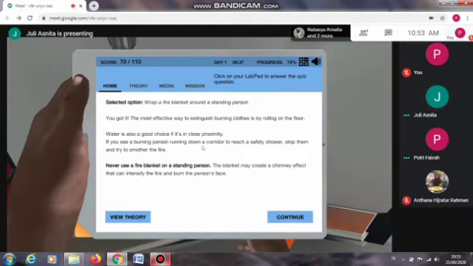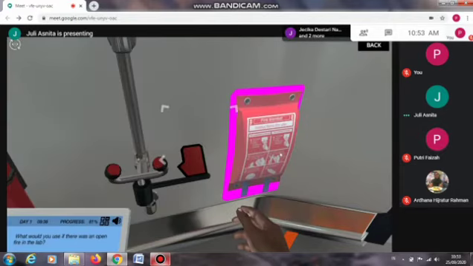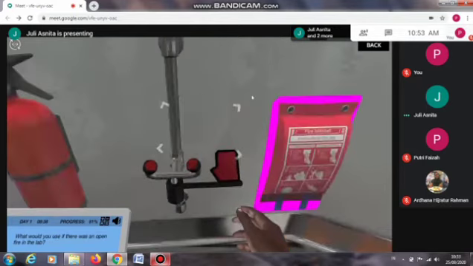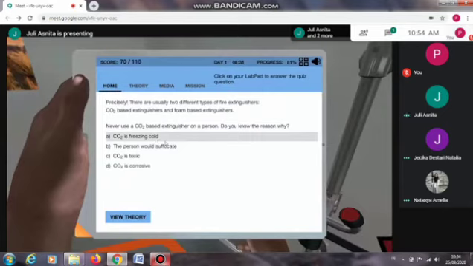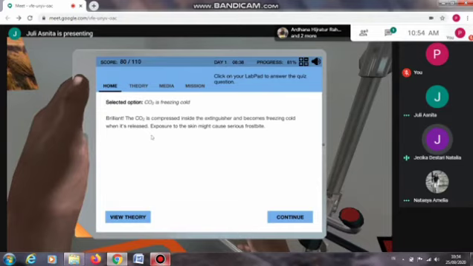You got it. The most effective way to extinguish burning clothes is by rolling on the floor. What would you use if there was an open fire in the lab? Never use a carbon dioxide-based extinguisher on a person. Do you know the reason why? Why? Option A. CO2 is freezing cold. Brilliant. The carbon dioxide is compressed inside the extinguisher and becomes freezing cold when it's released.